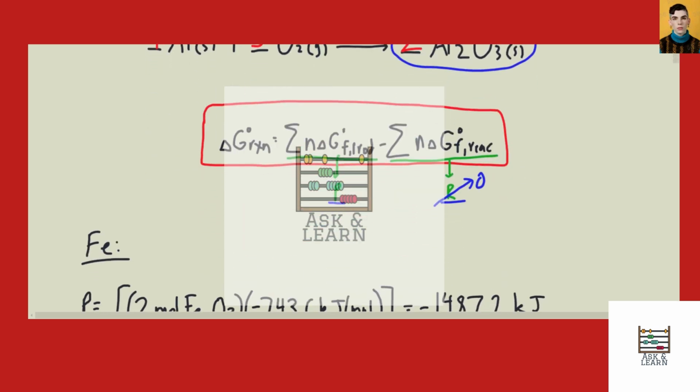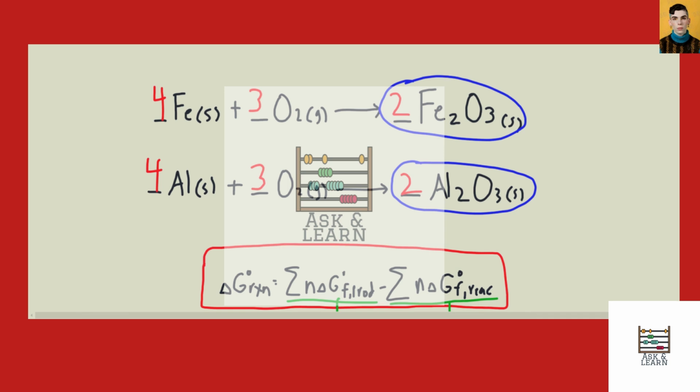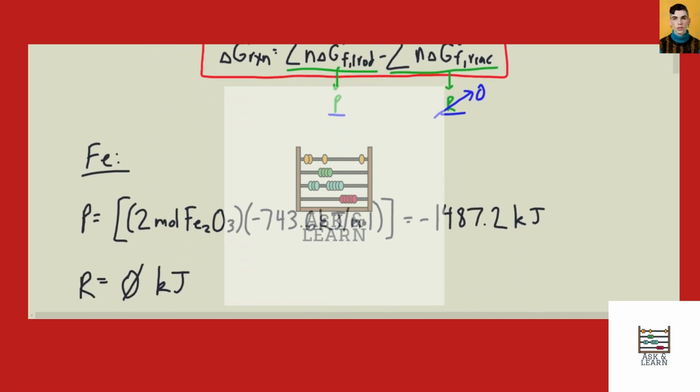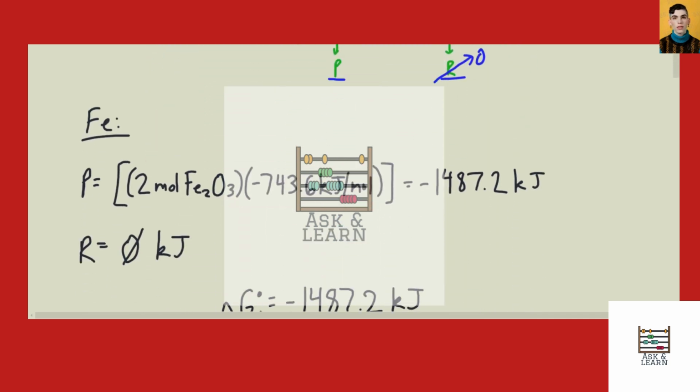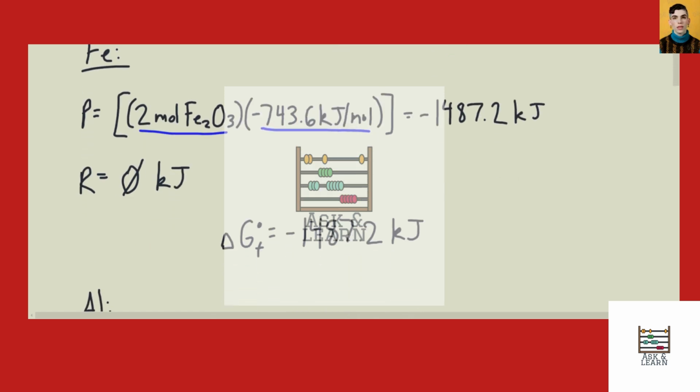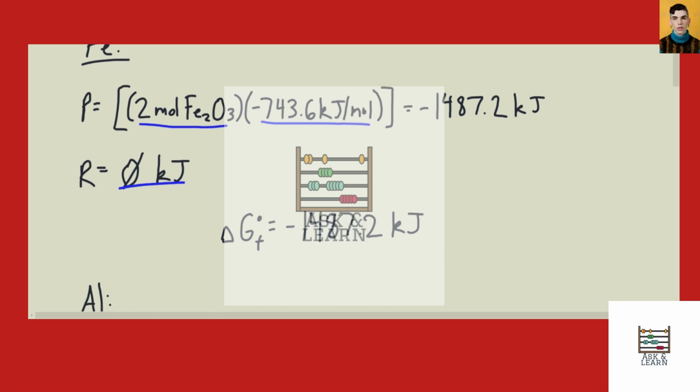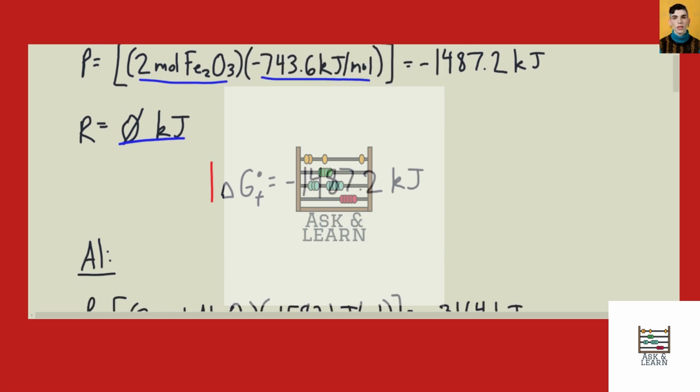And starting with the oxidation of iron, we form 2 moles of Fe2O3. We can look up that delta G of formation value for that compound. And because delta G of formation for the reactants is 0 in a formation reaction, we can see that this comes out to this negative value for delta G of formation of that metal oxide.